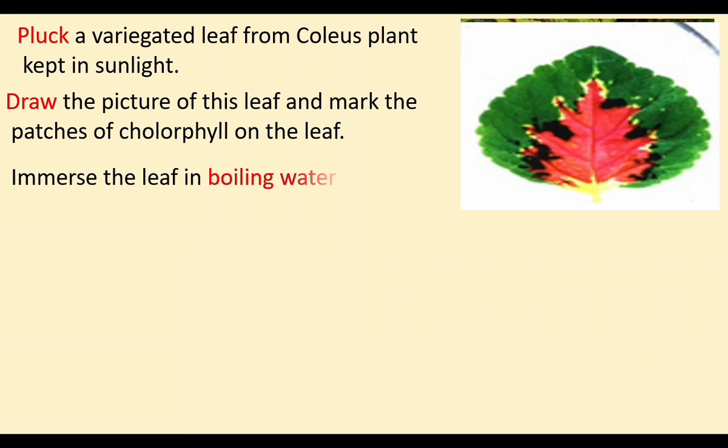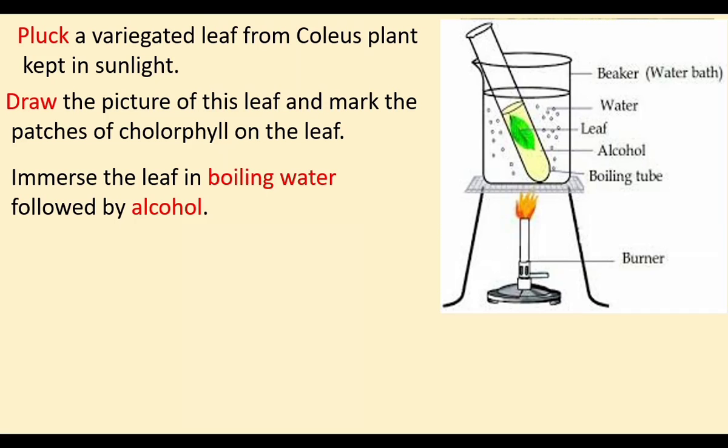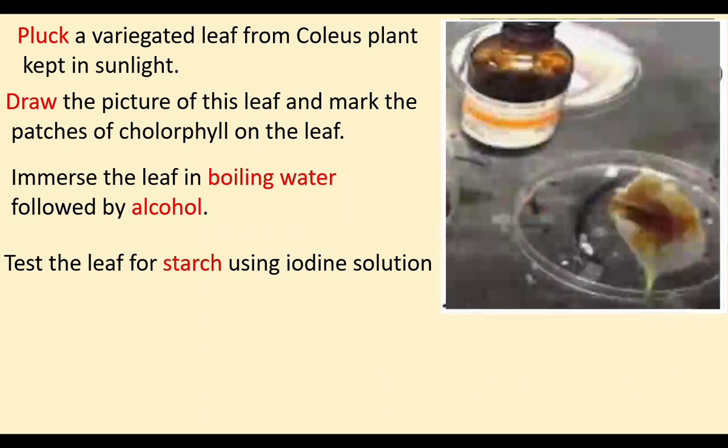Immerse the leaf in boiling water followed by alcohol. The leaf is immersed in boiling water and then alcohol. The leaf is tested for starch using iodine. Iodine is used to test for starch. If starch is present, the particular part turns blue. The leaf is kept in iodine solution.